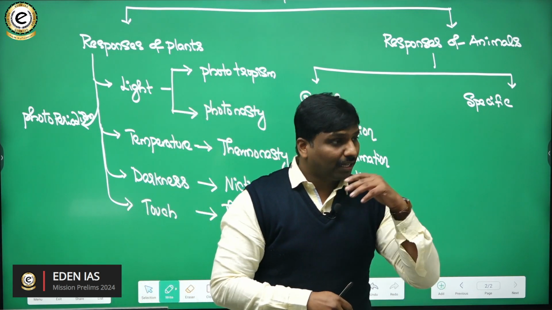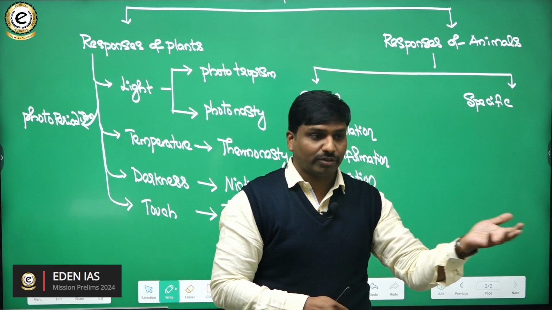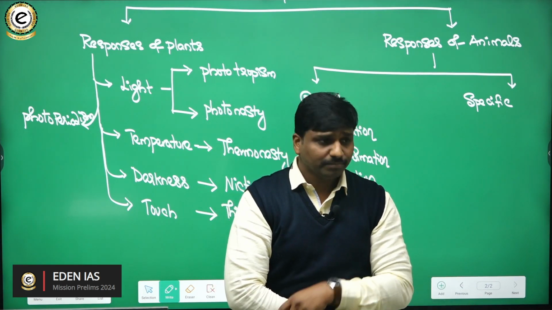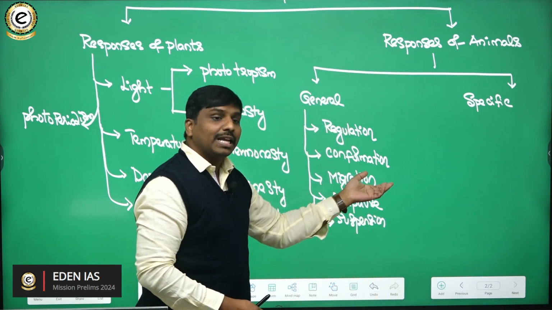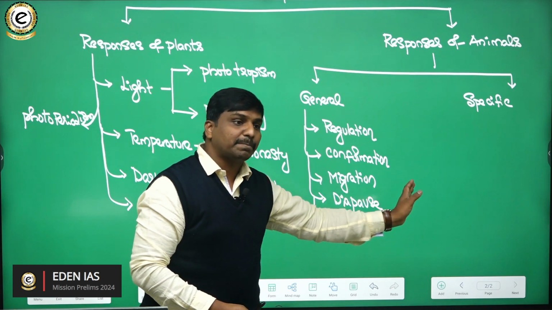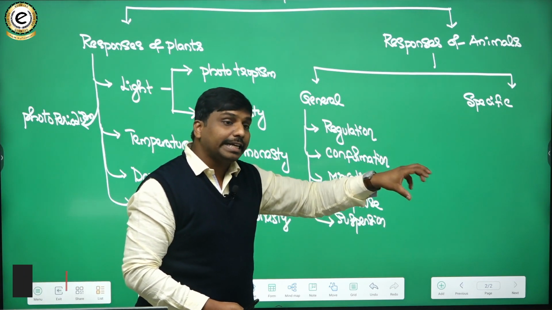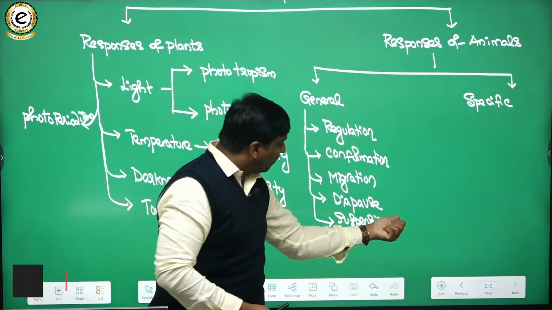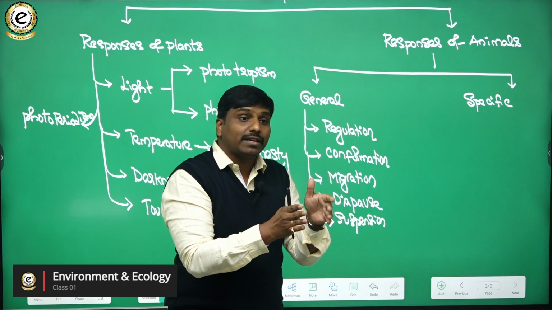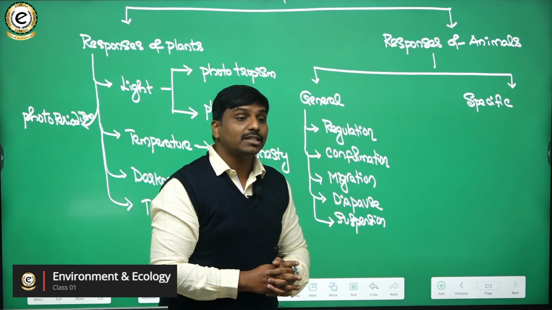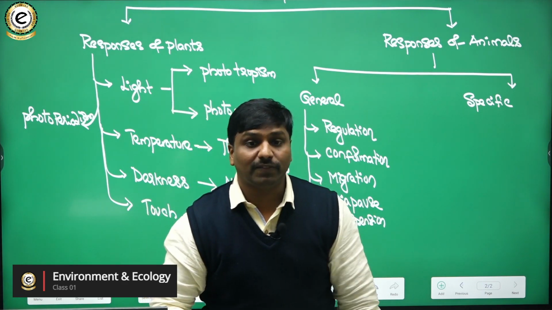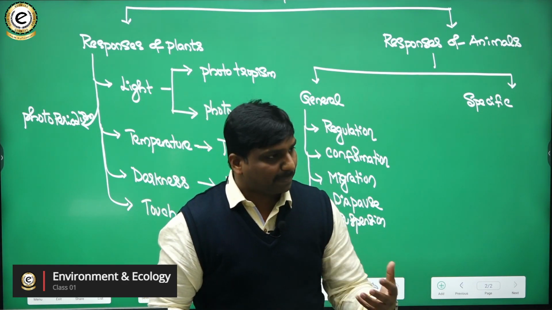Then, in order to escape some unfavorable situations, like extreme summer or extreme winter, some organisms will move from one place to another. Such a mechanism is known as migration. And diapause is nothing but a temporary suspension of metabolic activities and getting into a state of dormancy. Diapause is a kind of animal dormancy, a state of inactiveness.